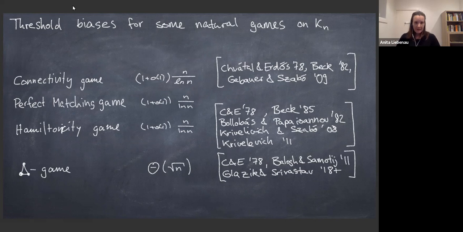Now for the triangle game, this threshold bias is not known, the correct constant isn't known. We know that the threshold bias for just the triangle game is of the order of square root of n. And there already Chvátal and Erdős proved 2 bounds that were a factor of 2 or square root of 2 apart. And then one of the bounds was improved by Balogh and Samotij, and then very recently by Glock, Gebauer and Srivastava.